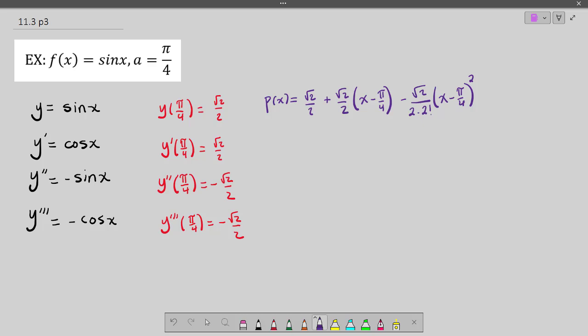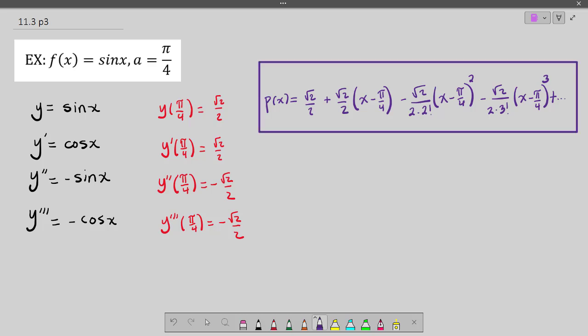All right, last term that we want, last non-zero term, we're going to put a 3 factorial in the denominator. We're going to have an x minus pi over 4 to the 3, and then a plus dot, dot, dot. So make sure we indicate that it's a series and not just a polynomial. So there is our Taylor series. And we will not find the closed form and find the radius of convergence and the interval of convergence. This is as far as I would ask you to go in the test.